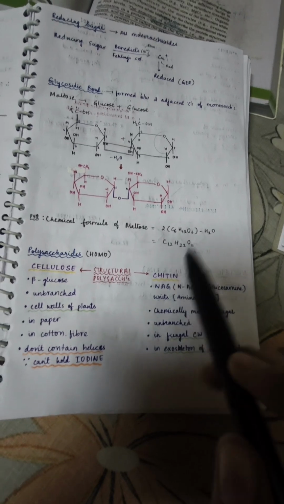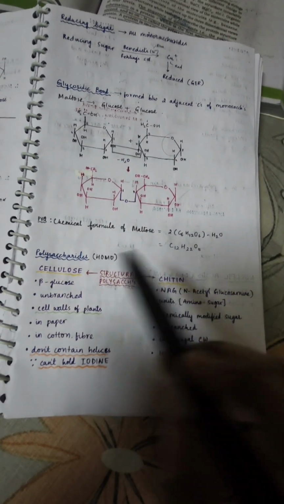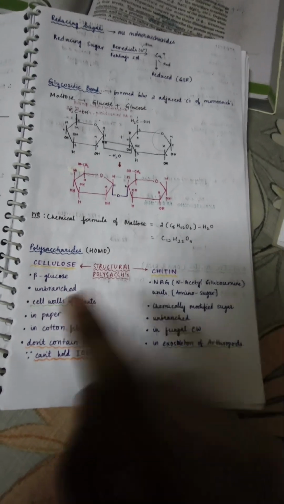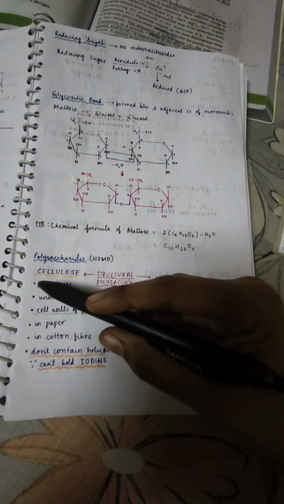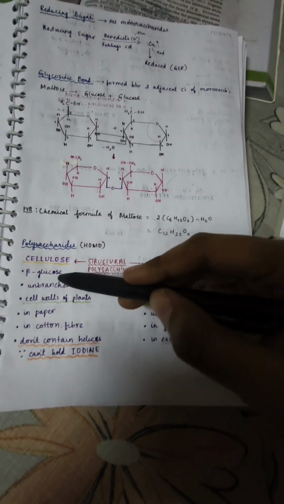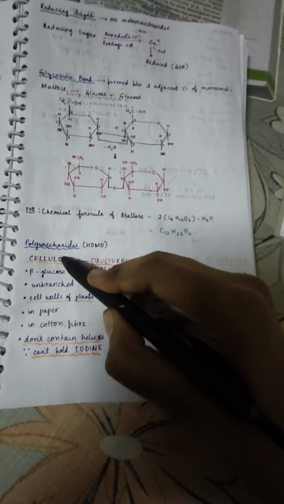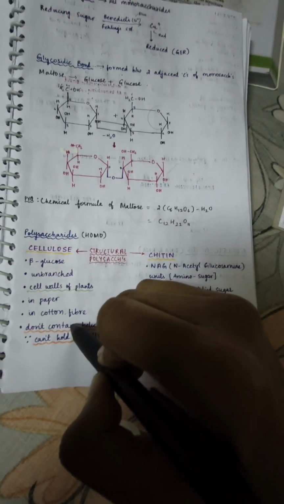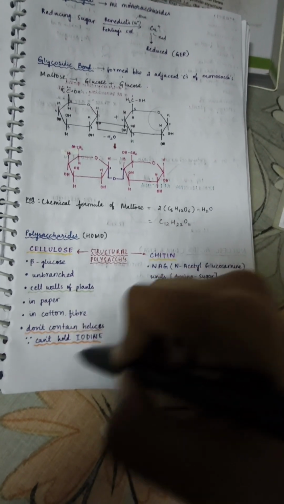Now polysaccharides, these are homopolysaccharides. Cellulose and chitin are your structural polysaccharides, because cellulose you find in cell walls of plants, and chitin in the cell wall of fungi. Cellulose is a polymer of beta glucose. Chitin is a polymer of NAG, that is N-acetyl glucosamine. This is unbranched. This is also unbranched. Okay, we'll just go through this. Cellulose is unbranched, found in cell walls of plants, in paper, in cotton fiber. This is not a secondary structure, it doesn't have any helices.